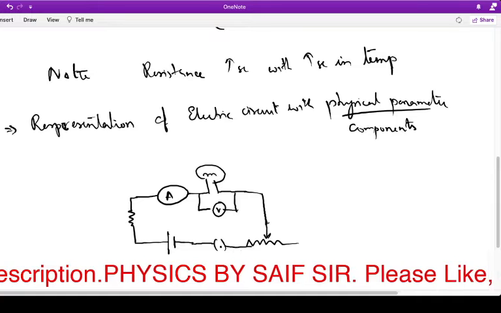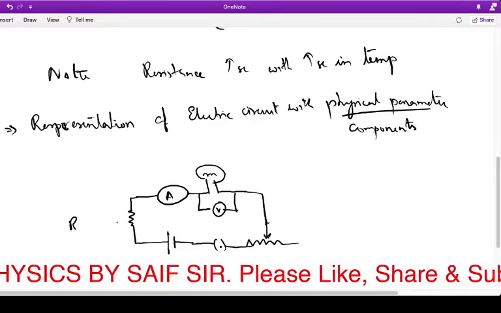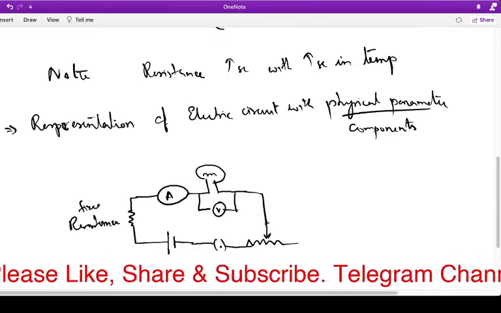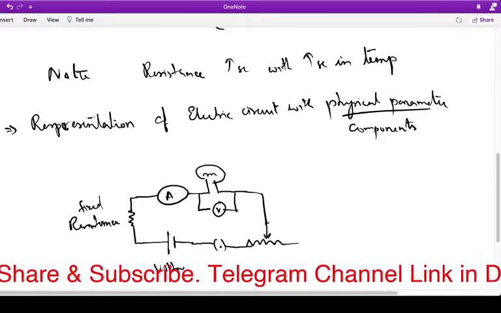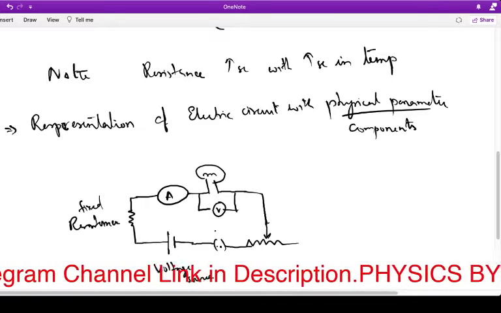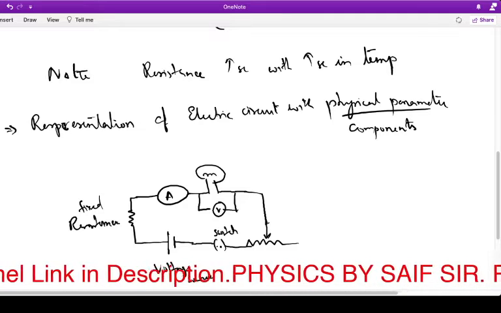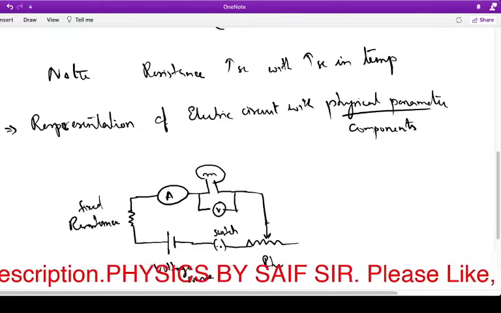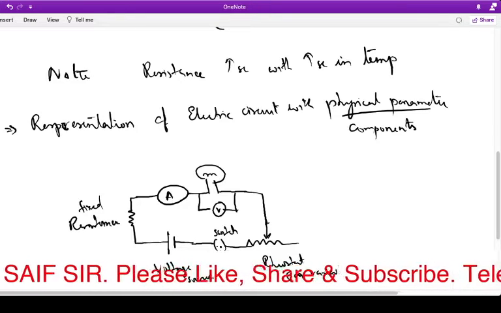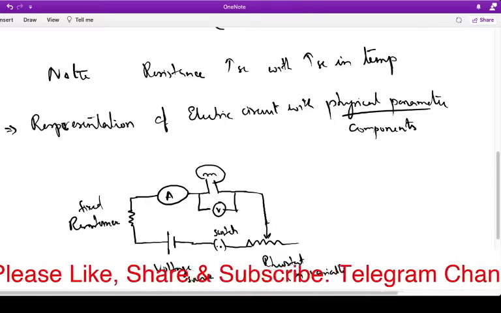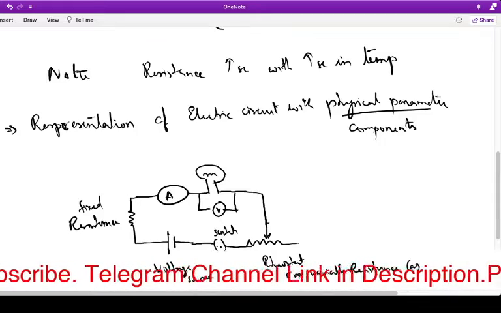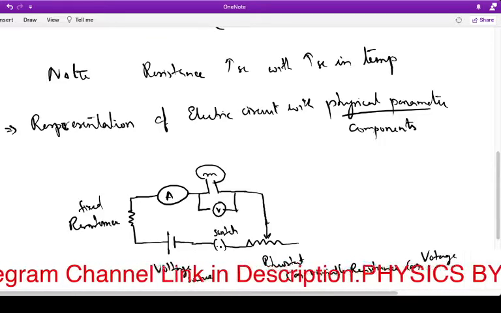Then we will do the naming convention here. This is the resistance, fixed resistor, voltage source, that is battery or cell. Here is the switch, or you can also say key, and this is the rheostat or variable resistance or voltage regulator.